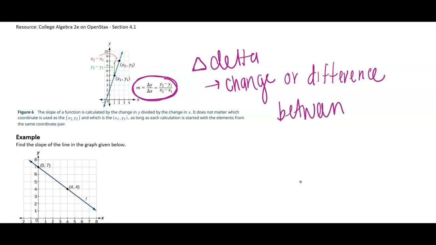Okay, so you can choose any 2 points. It does not matter which coordinate is used for what, just making sure that you are very consistent. So if we label this point 1 and we label this point 2, you'll just want to make sure that you plug into this formula very consistently. Also, you can use what we call rise over run in a graph as well to find slope.